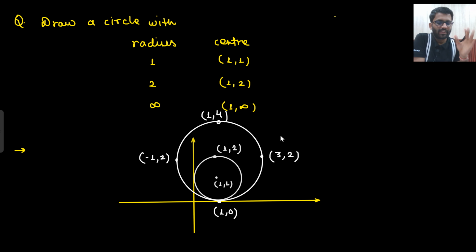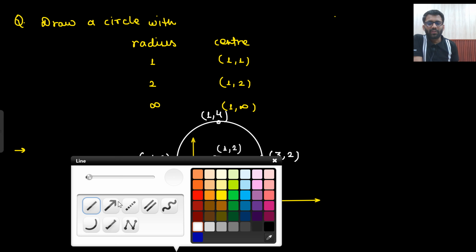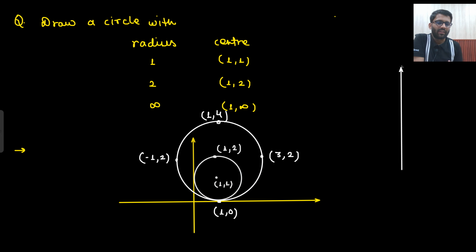This is simple mathematics. I am not explaining right from the scratch, but these things you need to know. Now what about the last one? The center is at 1, infinity and radius is infinity. So let's draw it somewhere here.